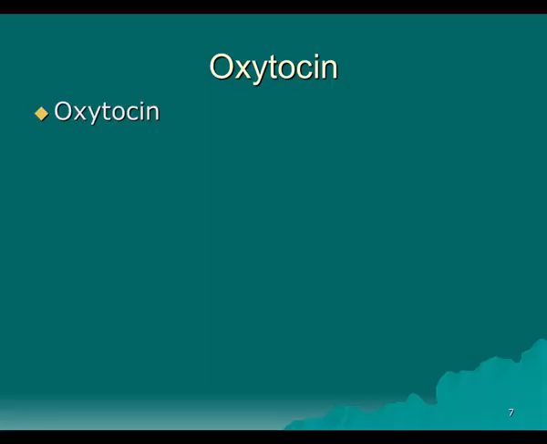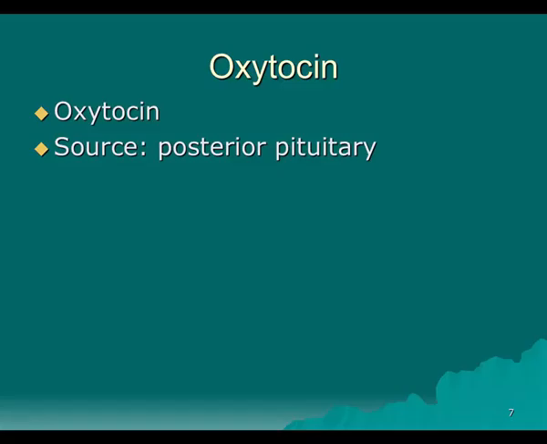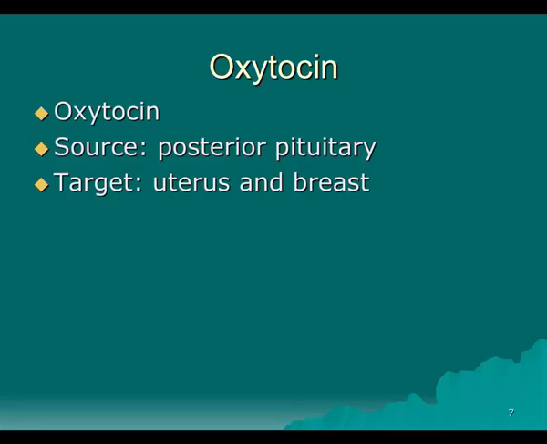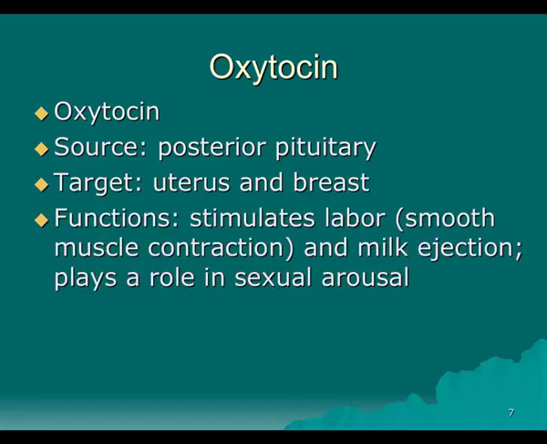The second hormone produced by the hypothalamus is oxytocin. It comes out of the posterior pituitary. Its target is the uterus and the breast. It functions to stimulate labor or milk ejection. It also seems to play a role in sexual arousal.